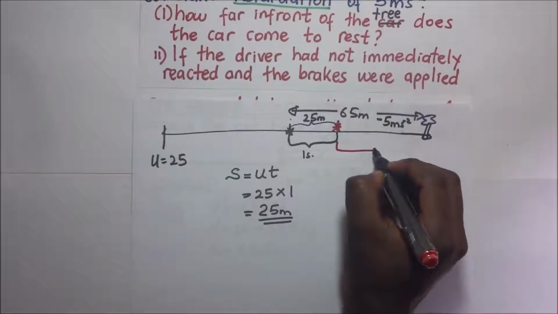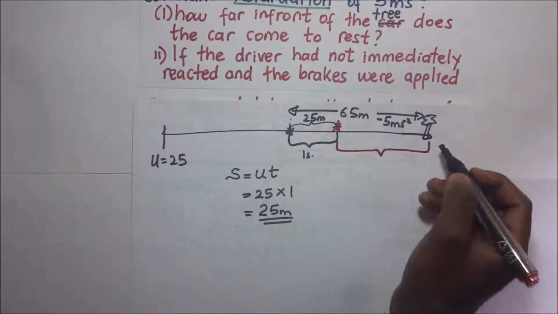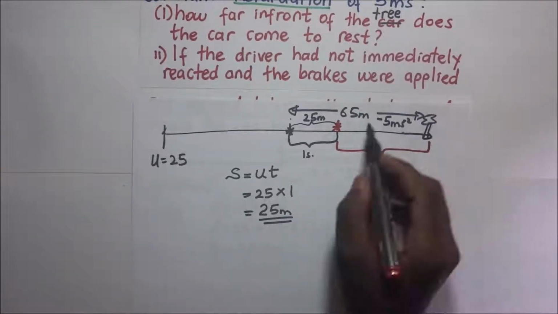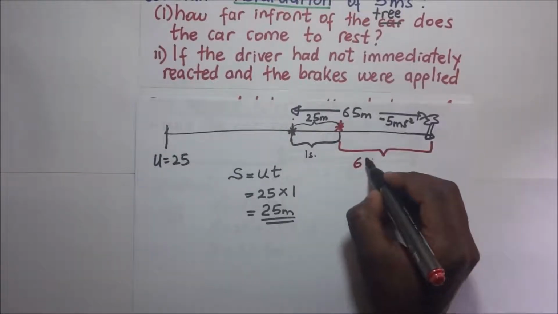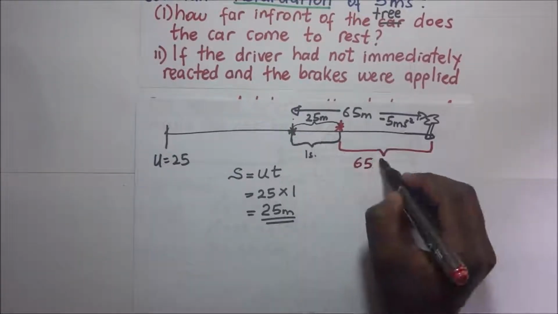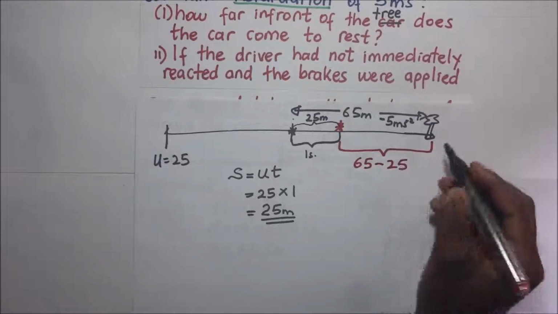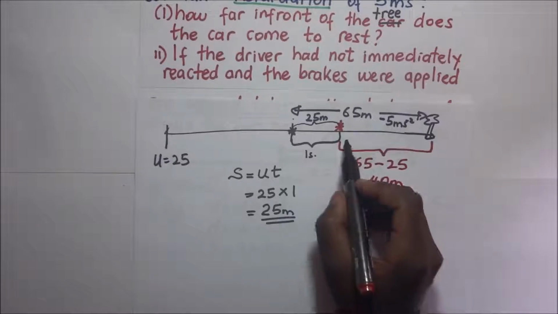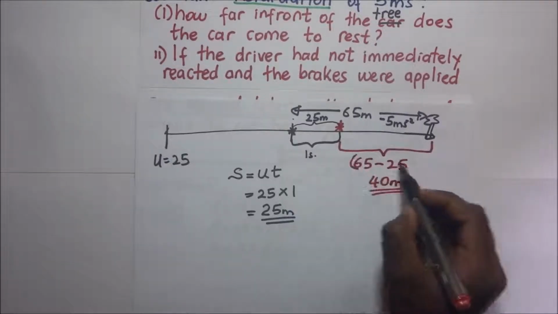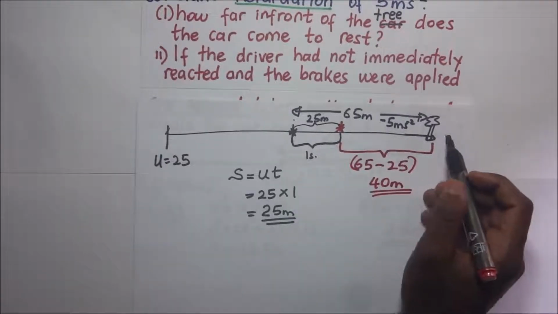how much distance does he have to hit the tree? Of course, the distance remaining to hit the tree is going to be 65 meters minus 25, to remain with 40. So from here to here you have 40 meters remaining for him to hit the tree.